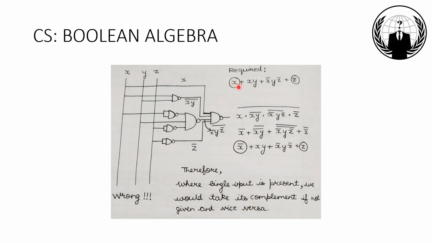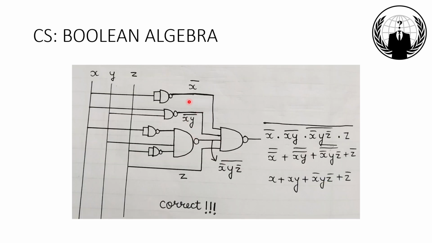That means in the question, if the complement is not given, we will take its complement, and where the complement is given, we will not take it, or we will just simply join it with other operators or terms. Let me show you the correct way. So here is the correct circuit diagram. In this case, in the question, no complement was given over x, but we have taken the complement over x, and by finally applying De Morgan's law, we will get the desired result as x, and here in this case z complement.